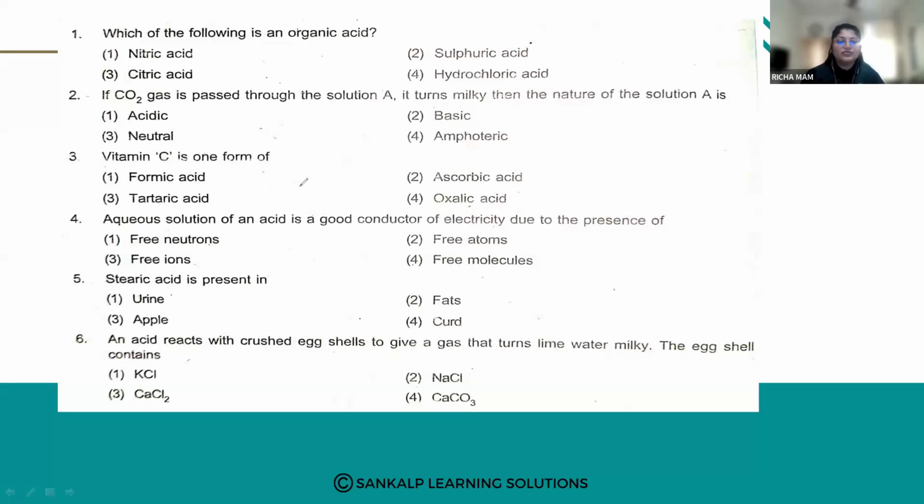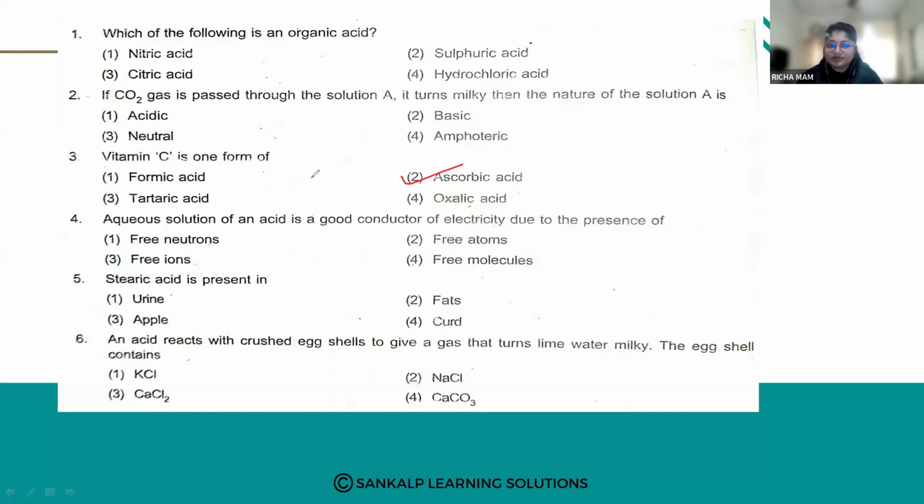Yes, vitamin C is one form of... Okay, vitamin C consists of what? It is ascorbic acid. So where is vitamin C useful? It helps to protect the cells.